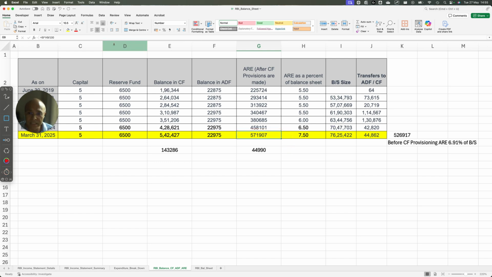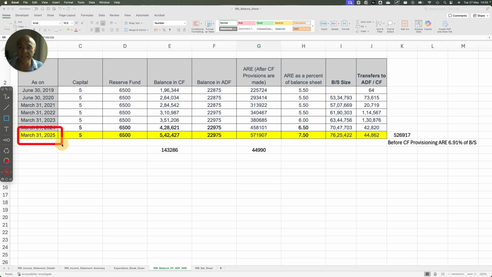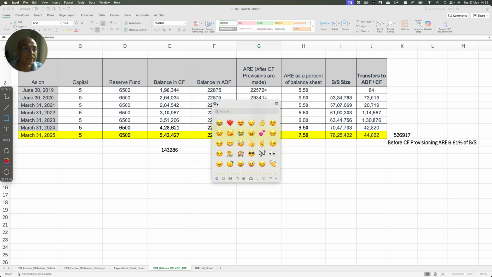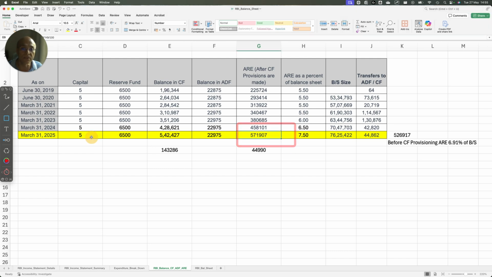This means in this fiscal year, FY25, at the end of the fiscal year, 31st March, we need at least 5.71 lakh crores of provisions in order to contain those risks, which are market risk, credit risk, and various kinds of risks, right? So if you add capital, reserve fund, balance in CF, and balance in ADF, this is the amount, which is 5.71 lakh crores. I am going to total and show you. This is 5.71 lakh crores.